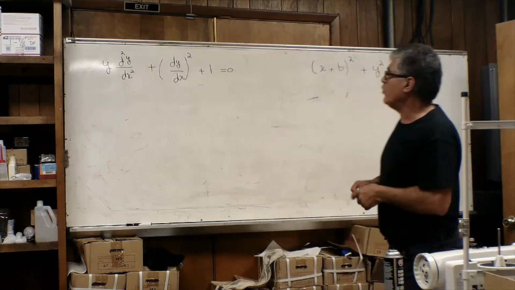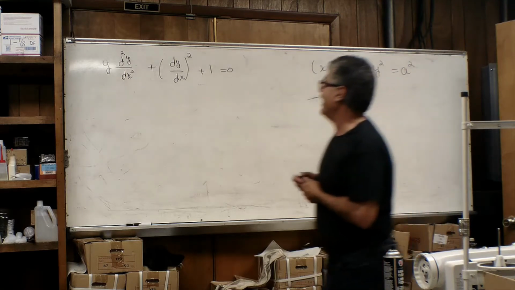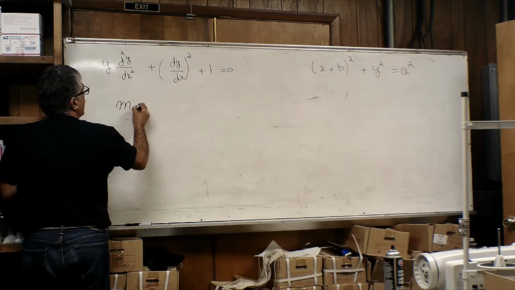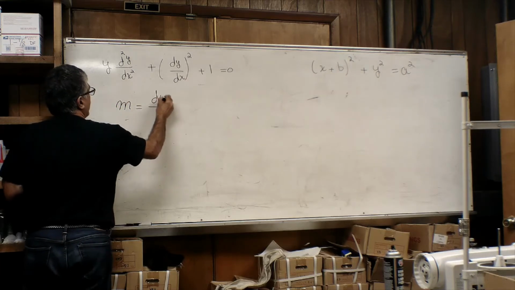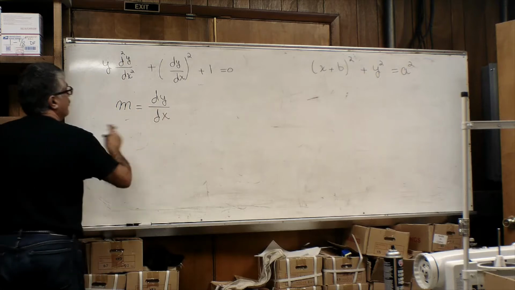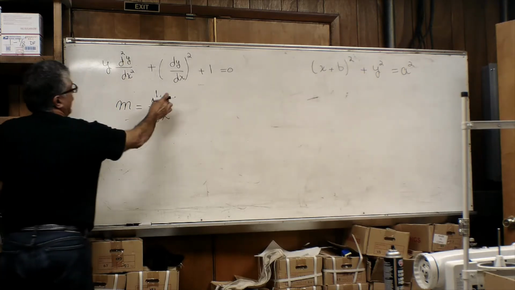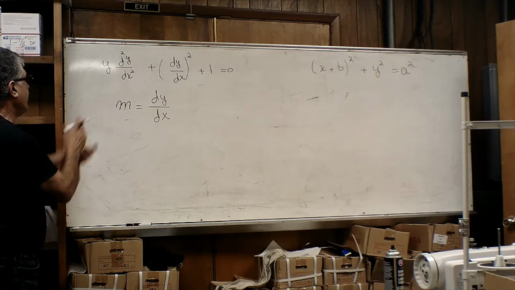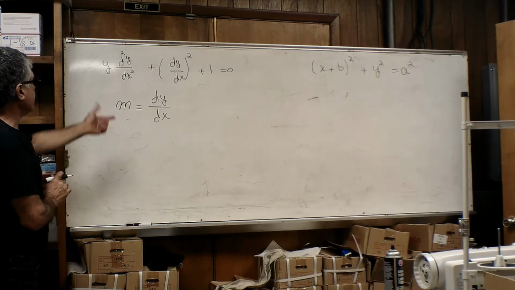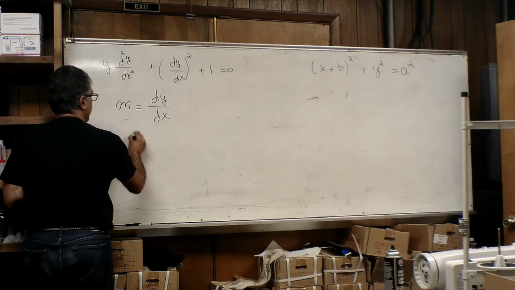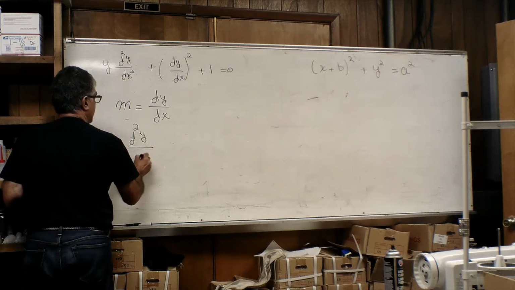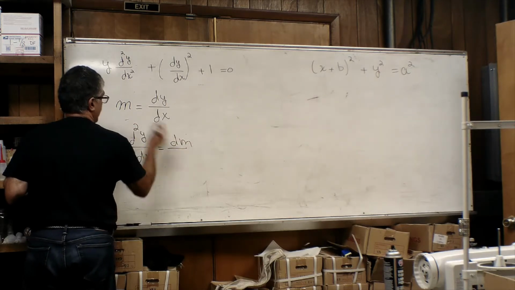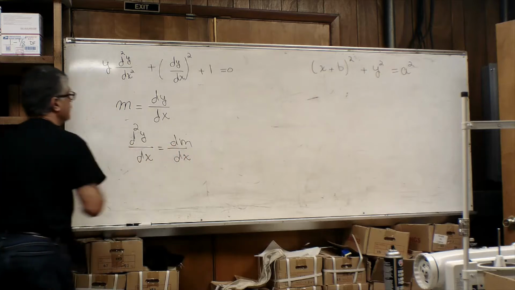So in order for us to get rid of that term, we can assume that m is equal to dy over dx. So let's assume that dy dx is m. Once we assume that, let's go ahead and find the second derivative. The second derivative of y with respect to x will be the first derivative of m with respect to x.